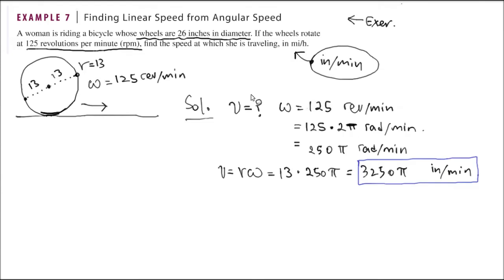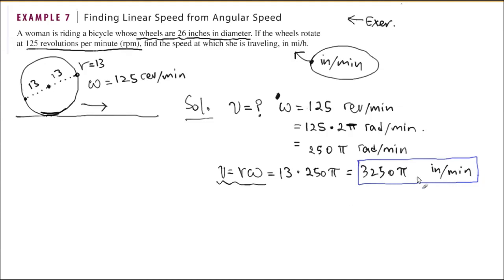Okay, the first business you have to take care of is writing omega in terms of radian per minute, right? So 125 revolutions changes to 2 pi times 125 radian per minute. So if you simplify keeping the pi there, 250 times pi is the magnitude of angular speed. Okay? Then you use this formula of linear speed. v is r omega, 13 times the angular speed, and the radius is given in inch, so the result is in inch per minute. That's the number.